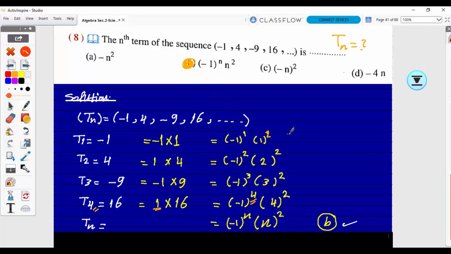Always, to find the nth term, you have to find a relation between the order of the term and the value of the term, and also you can try every solution here.